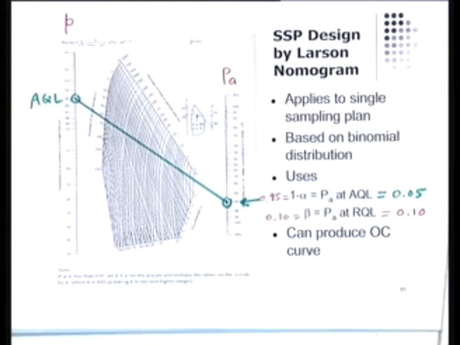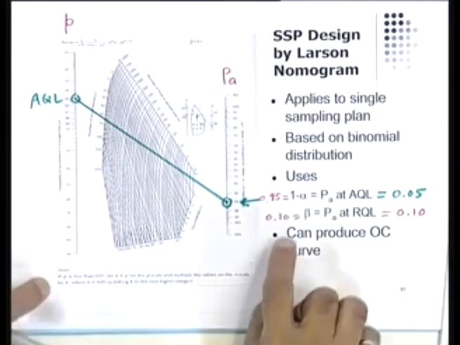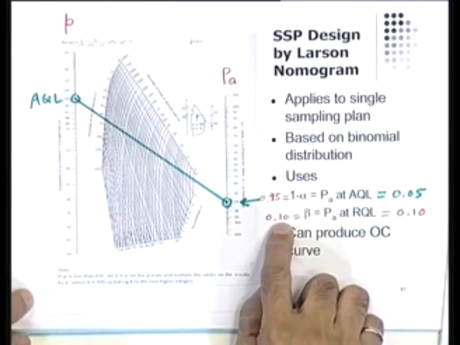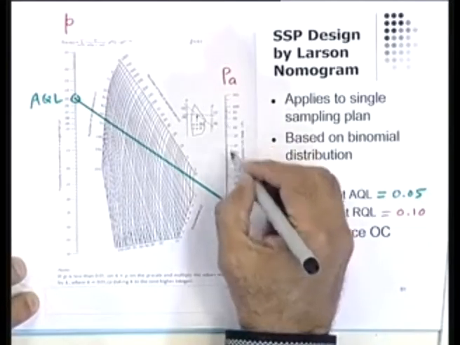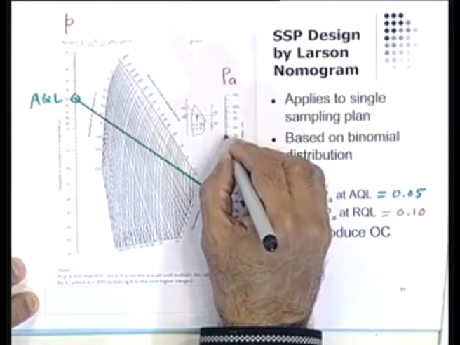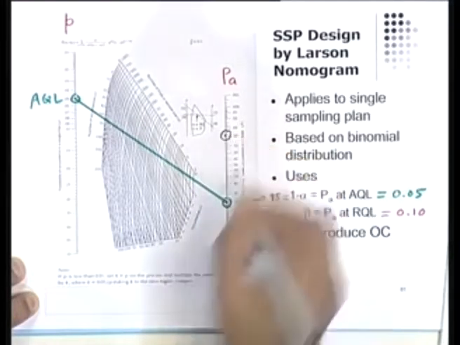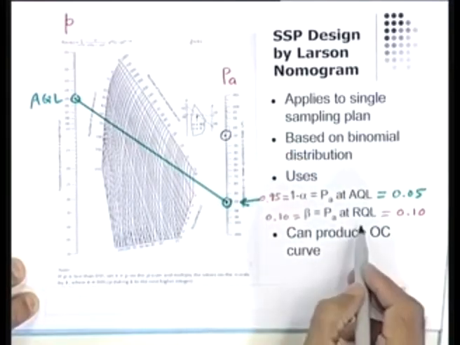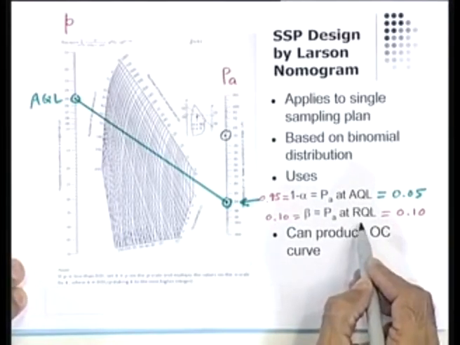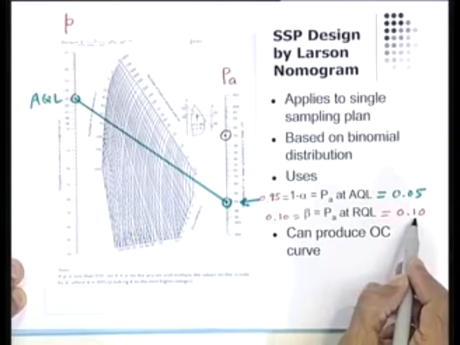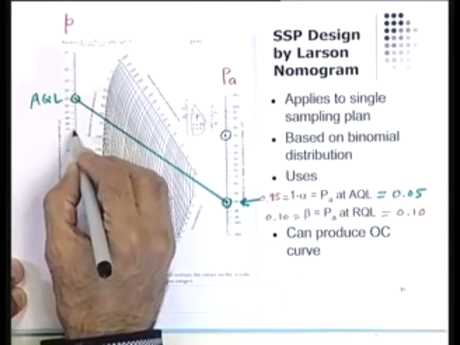Then I've got the other equation also. And what is the other equation? 0.1 is going to be my PA. So 0.1 I have to find on this. 0.1 is right over here. I've got 0.1 there. And this is true for RQL. RQL is the same as P, remember, lot quality. So RQL is going to be 0.1, so 0.1 is going to be over there somewhere.